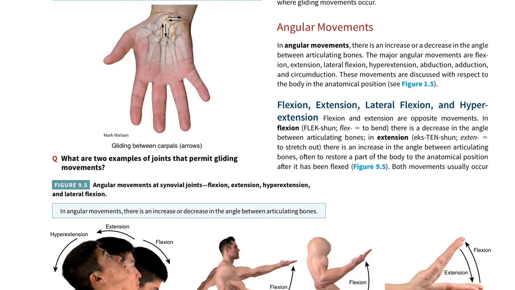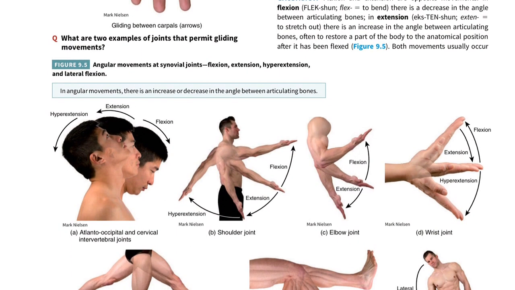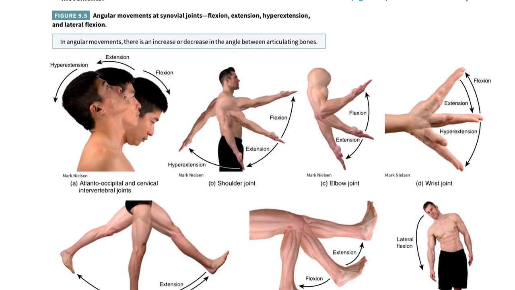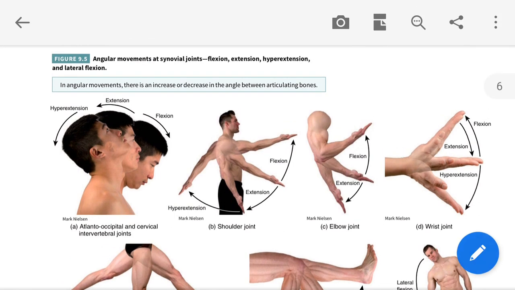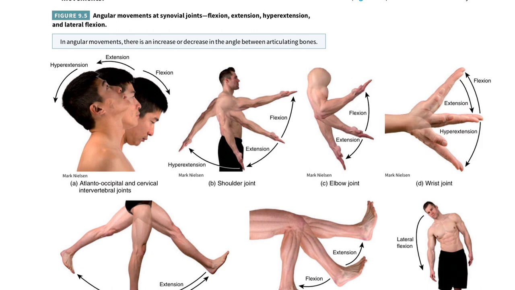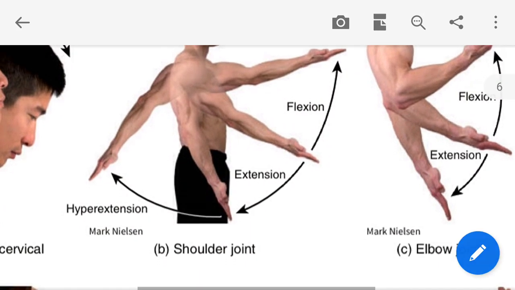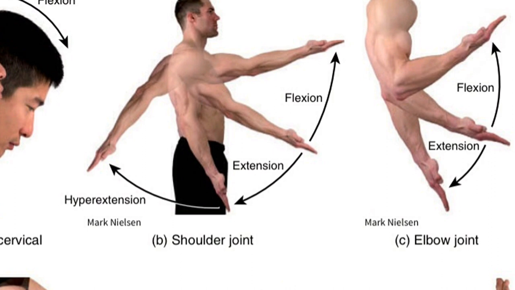Then you don't have to remember all these movements, but for our information, we need to go through the movements which we perform with the help of various synovial joints. For example, the shoulder joint. With the help of the shoulder joint, we can flex our hand, then we can extend our hand, and we can hyperextend our hand.